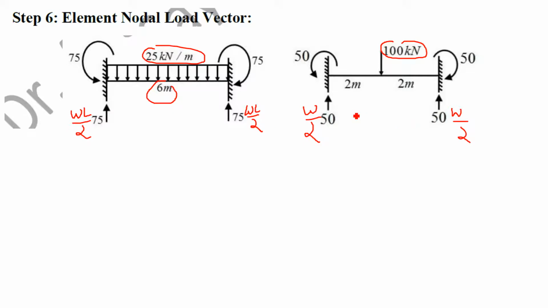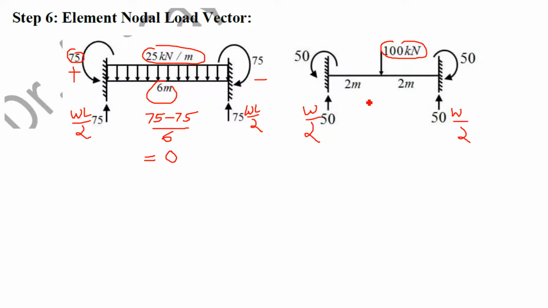Now reaction due to moments is very simple. In the last video, during the standard stiffness matrix, we also discussed how to find the reaction due to moment. It's the sum of moments divided by span. So the sum of moments at the two ends: the left end is anti-clockwise, so it is plus 75, and the right end is minus because of clockwise, so minus 75, divided by span equal to 6. 75 minus 75, the answer is 0. So the sum of moments is equal to 0.